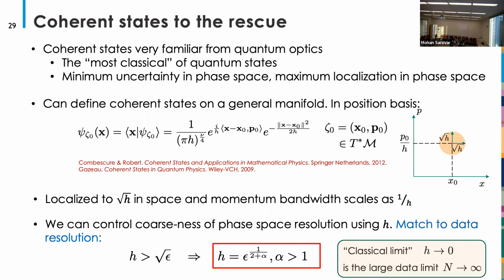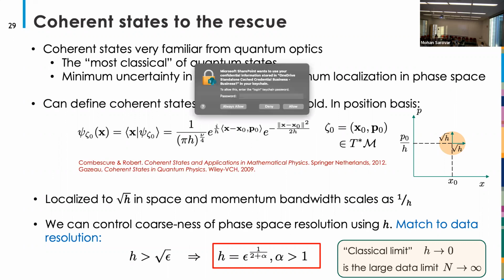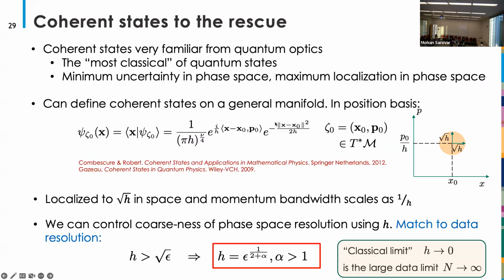And the classical limit, which in physics is the h going to 0 limit, you can see is exactly the large data limit, because as I mentioned, as n goes to infinity, epsilon goes to 0, and therefore h goes to 0.